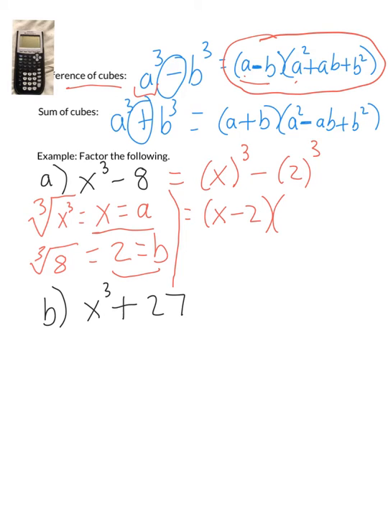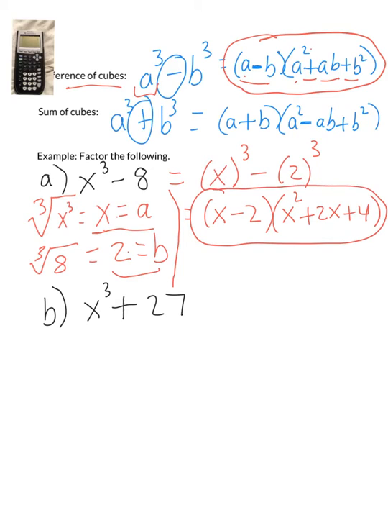Parentheses again, now a squared. If a was x, that gives me x squared plus a times b, so x times 2 or 2x, plus b squared. B was 2. 2 squared is 4. So plugging into the formula for difference of cubes, I get the quantity x minus 2 times the quantity x squared plus 2x plus 4 as the final answer.